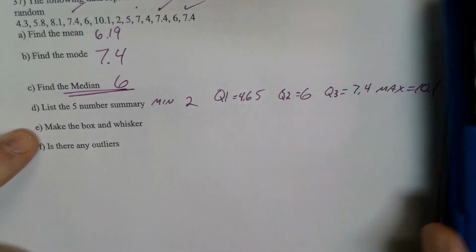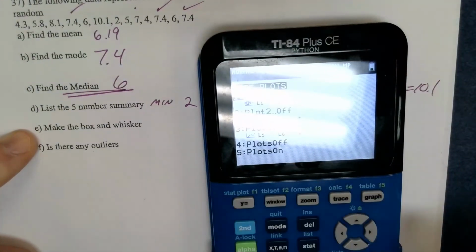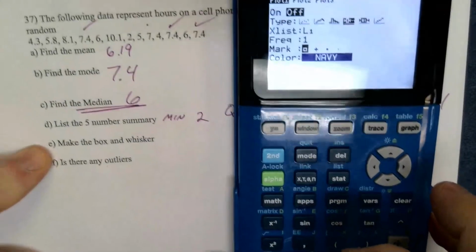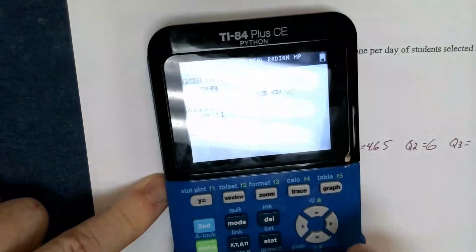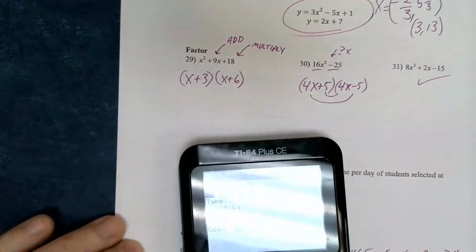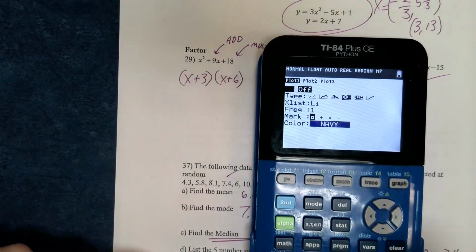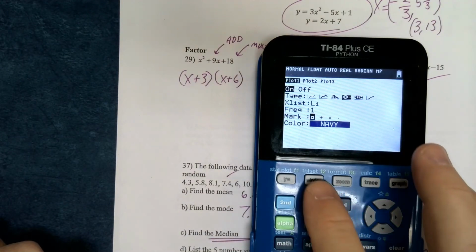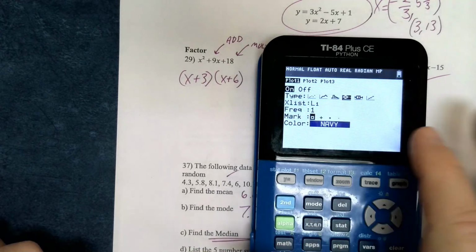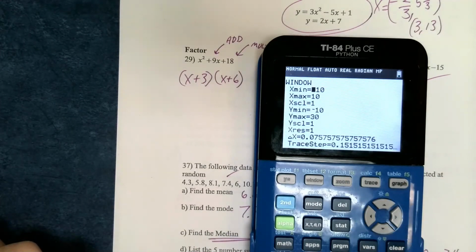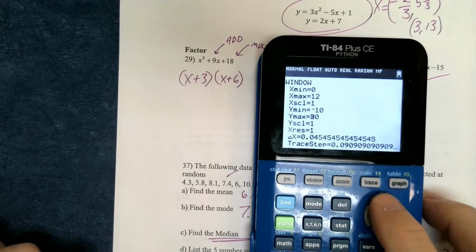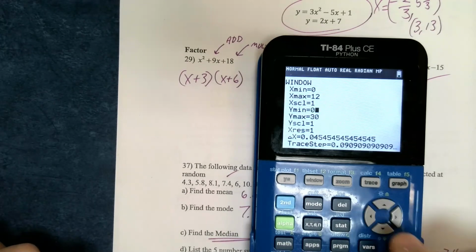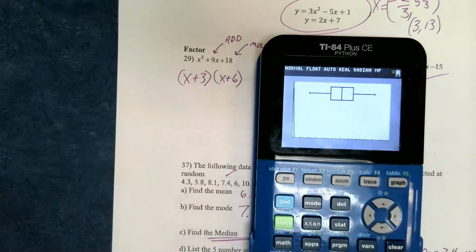Make a box and whisker plot. Easiest way to make the box and whisker plot: go up here to your stats plot. So second y equals, box and whisker plot on. Go here to the one with outliers, and then L1, yep, that's where our data's at. And then I'm going to go window, and I'm going to do 0 to 12, because again 10.1 was my highest. These things don't matter as long as they have some sort of gap to them. So I'm going to go 0 to 1, and I'm going to hit graph.